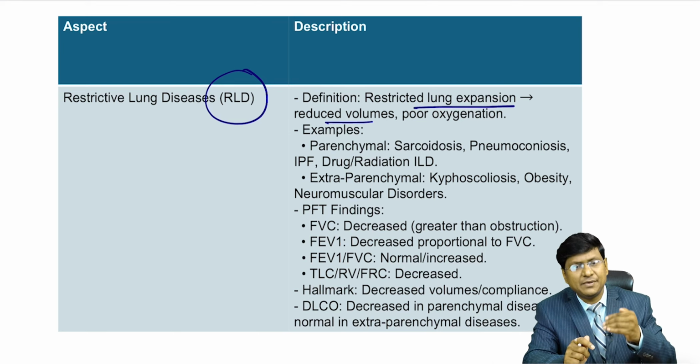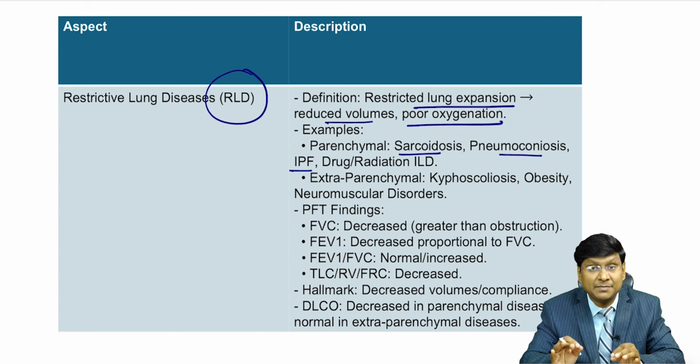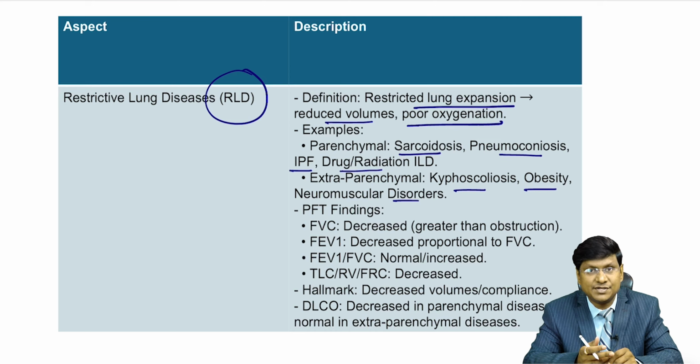Now, if you take the etiology of restrictive lung diseases, we have parenchymal and extra parenchymal. What are the parenchymal causes? Sarcoidosis, pneumoconiosis, idiopathic pulmonary fibrosis, drug or radiation induced interstitial lung disease. And extra parenchymal, the pathology is not within the lung parenchyma but outside it. That is kyphoscoliosis, obesity, and neuromuscular disorders like myasthenia gravis, Guillain-Barré syndrome, motor neuron disease, cervical spine injury, phrenic nerve damage, diaphragmatic palsy.